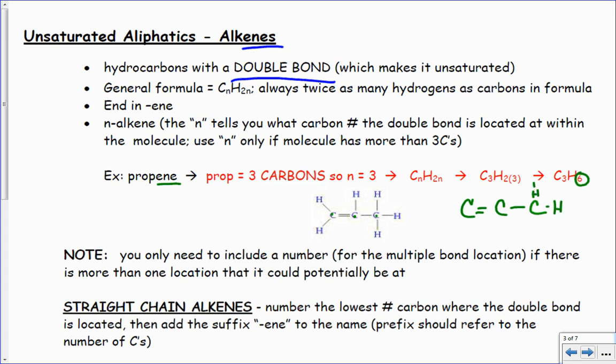1, 2, whoops, I did that backwards. 2, 3, 4, 5. Notice there's 1, 2, 3, 4, 5 bonds around, 4 bonds around this carbon. There's already 3 around this one, so I only put in one more H. 1, 2, 3, 4, 5, 6. And it looks just like the one that was already there.